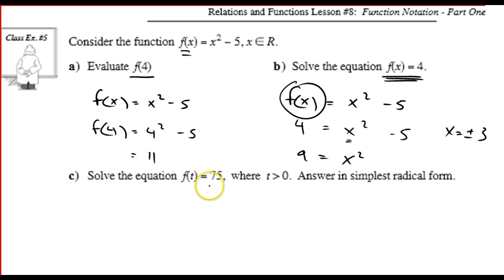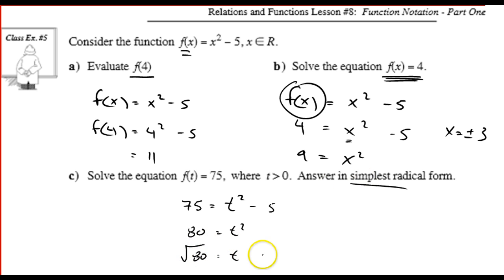Solve the equation f at t equals 75, where t is greater than 0. So the answer is simple. So f at t, if I put 75 here, it's going to be t squared minus 5. 80 equals t squared. t equals the square root of 80. Okay, simplest radical form, the square root of 80, if we all remember this, it's going to be 16 times 5, 4 root 5 equals t. Okay, and that is it.